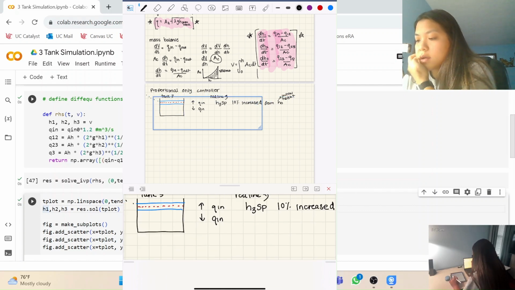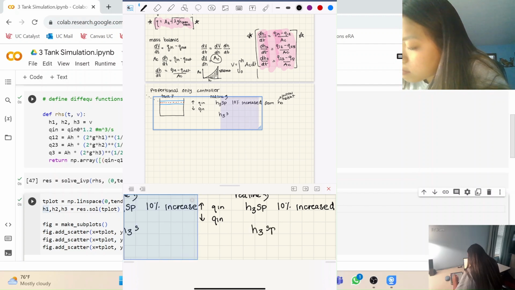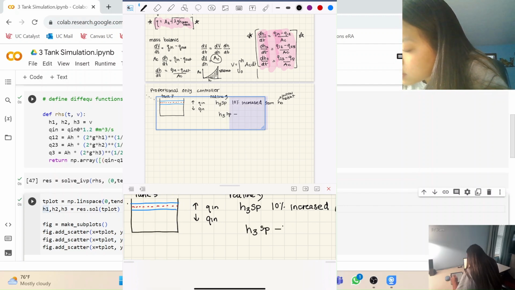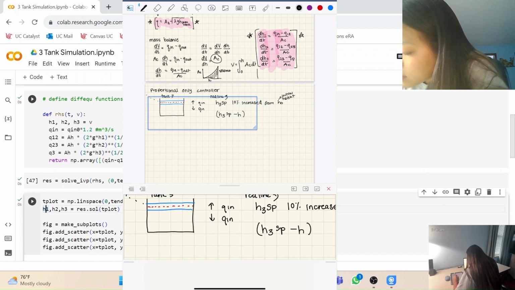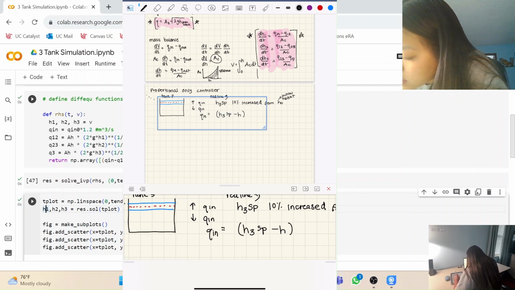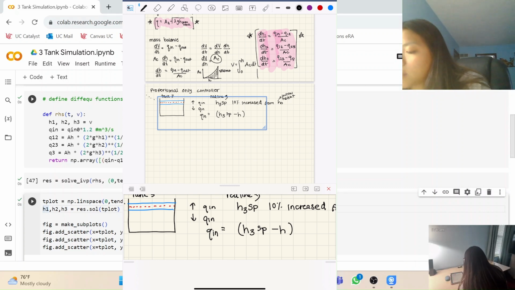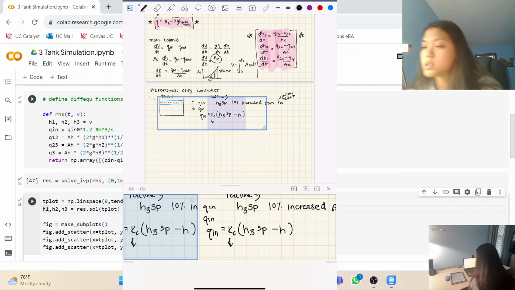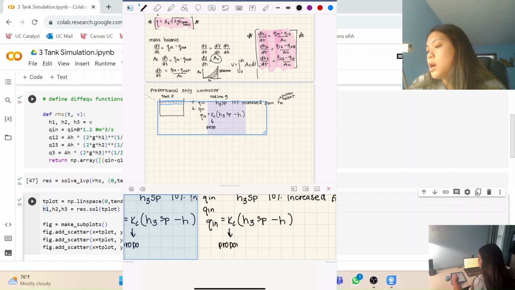Okay, so like I said earlier, it's going to be the set point minus the actual height, and that changes the flow. Well, what are we going to multiply that by? We're going to multiply that by Kc. And this is the nomenclature for a proportional gain.